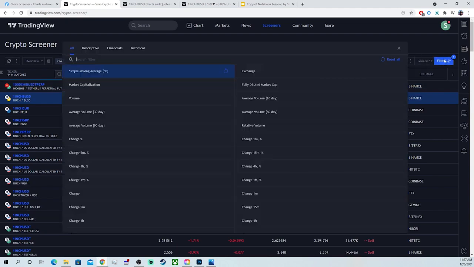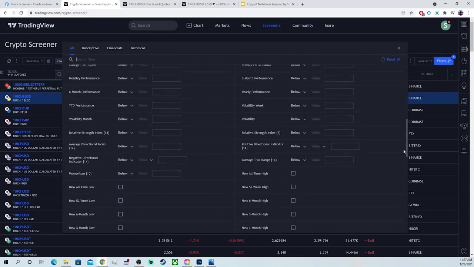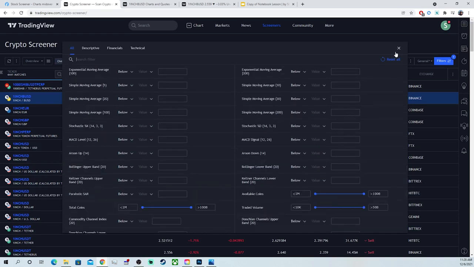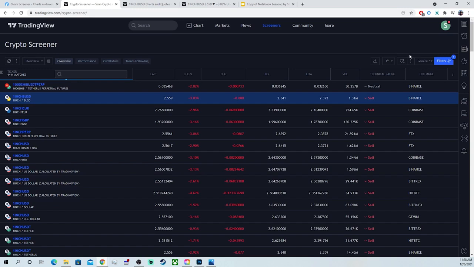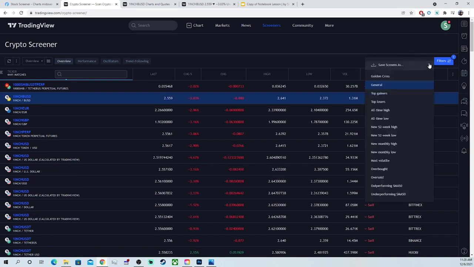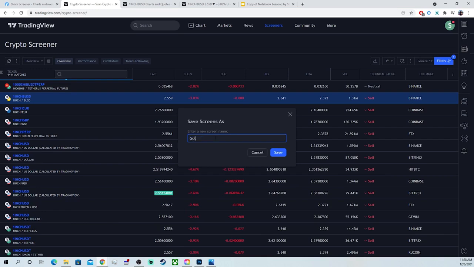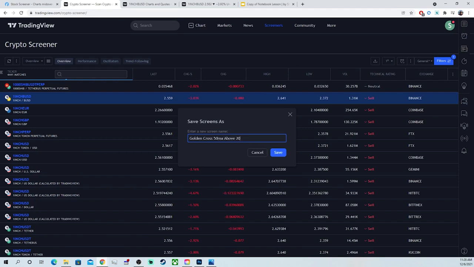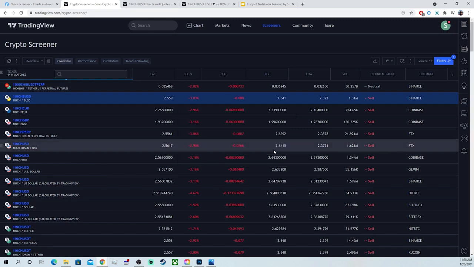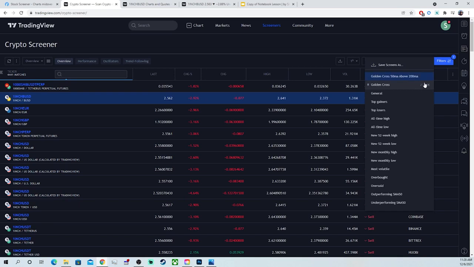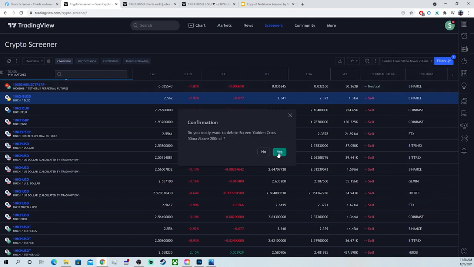Now, the last thing you're going to do here is you can always set up different ones. You guys don't have to use the 50 crossing over the 200. You can always use something else. But if you want to save this, you're going to click on screens here, save screen as, and you're going to name it. You can just do golden cross 50 MA above 200 MA and hit save. And just like that, it'll be saved right there for you. And if you don't like it, you can always delete it just like that.